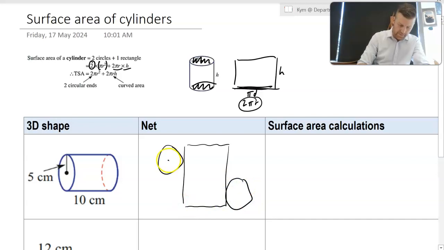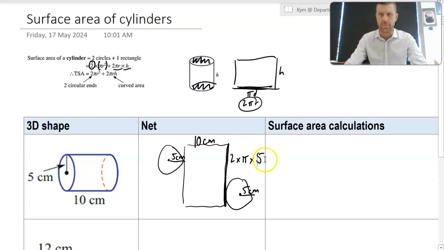So the radius of each circle is 5 centimeters. So we're going to work out the area of 2 circles. And the height of this cylinder is 10 centimeters. And the width of it is 2 times pi times the radius, or 2 times pi times, in this case, 5. 2 times pi times 5, or pi times 10.